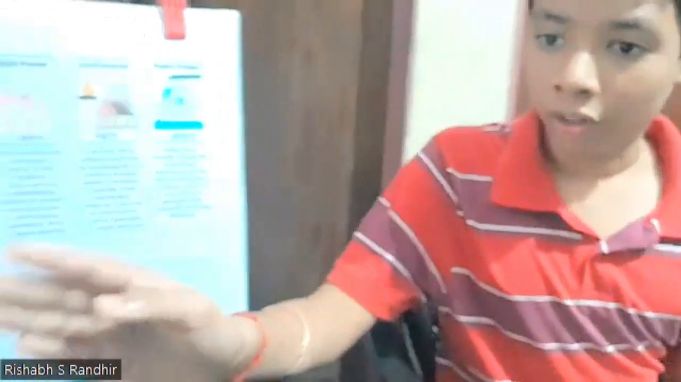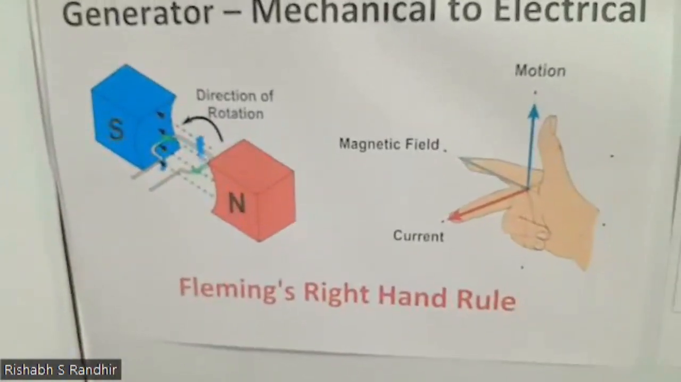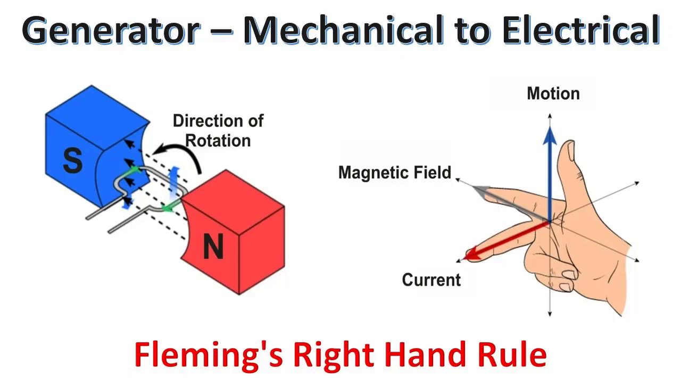The workings of generators are also based on John Ambrose Fleming's right-hand rule. Again, in this rule, the magnetic field is represented by the index finger. The thumb shows the motion of the coil, and the middle finger shows the direction of the current that is being generated.